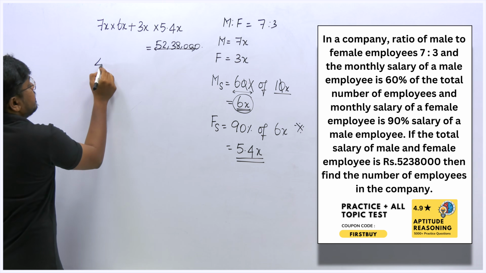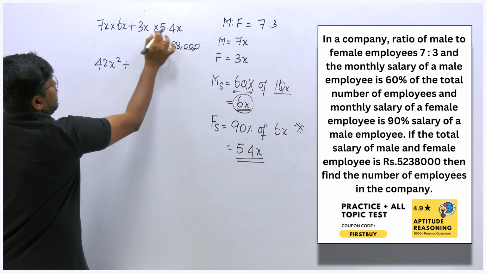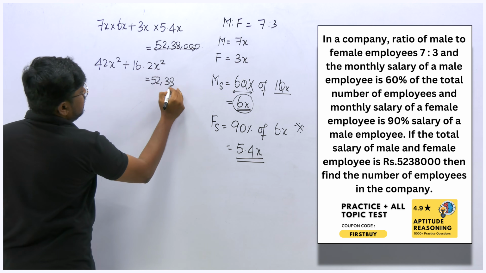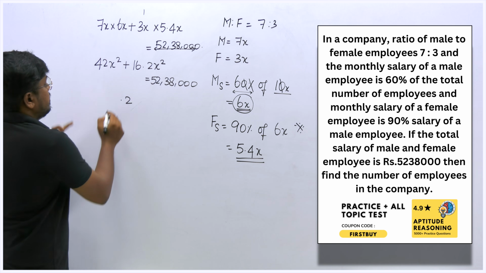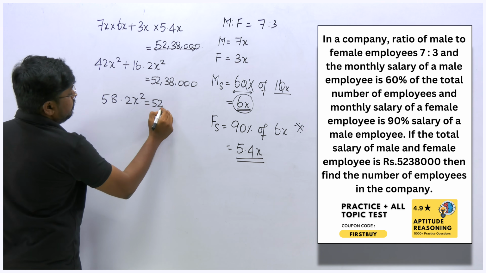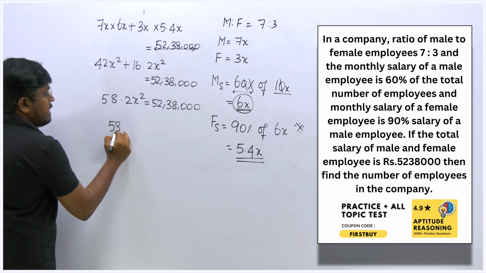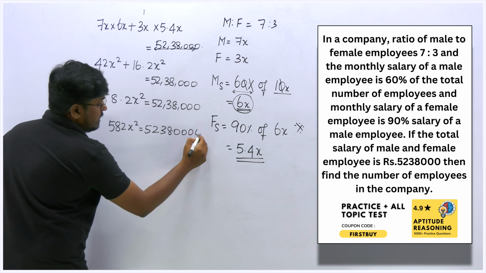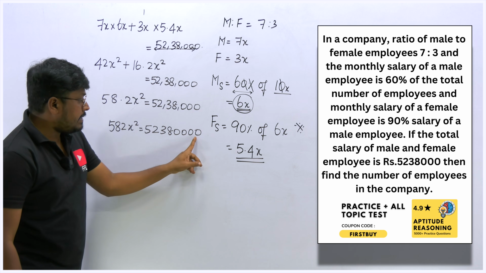So 42x squared plus 3 times 5.4, which is 16.2x squared, is equal to 52 lakh 38,000. Once you add these, 42 plus 16.2, we get 58.2x squared is equal to 52 lakh 38,000. So again, 582x squared is equal to 52380000. What I did is I just removed the decimal point here, divided by 10, and multiplied on the right hand side by adding another 0.